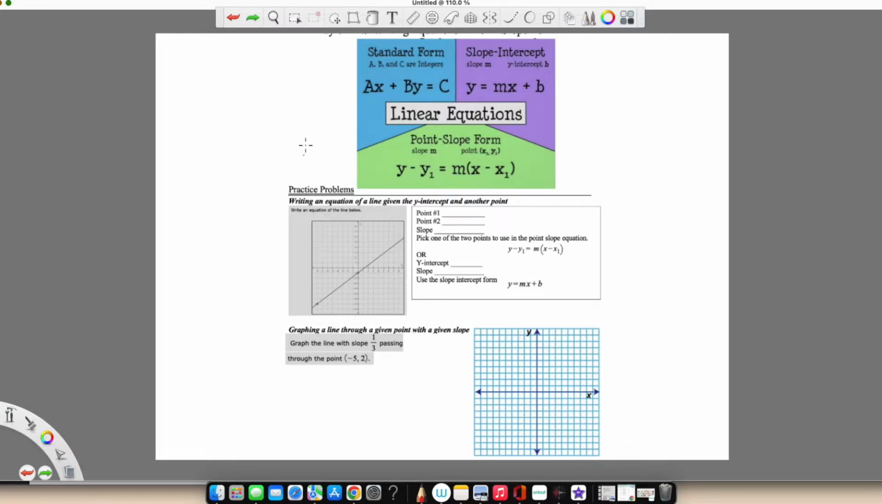Standard form, there's not a whole lot of useful information given from standard form, so I either have to convert it to point slope or convert it to slope intercept in order to use it for these two purposes. Okay. So sometimes we are given it in standard form just because Alex kind of likes to throw those things at us. All right, so we're going to write an equation of a line given the y-intercept and another point.